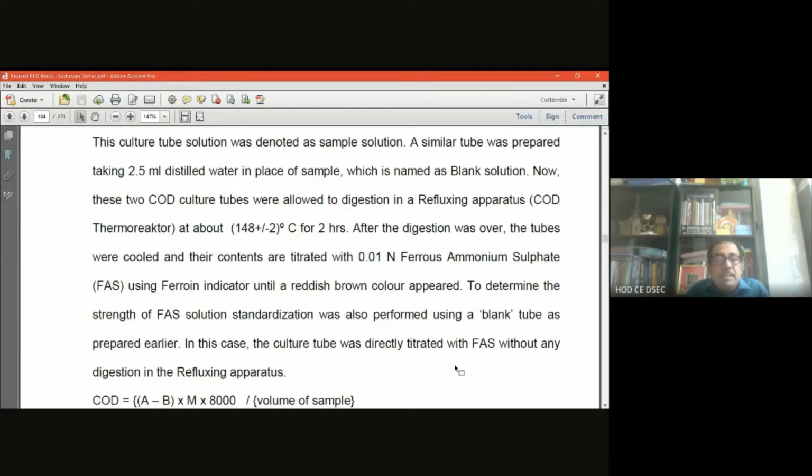So to determine the strength of the FAS solution, whether it is exactly 0.01 normal, you have to prepare a cold blank. That is, for the standardization, you prepare a blank tube as prepared earlier. But in this case, the blank tube was directly titrated with FAS without any digestion. That is called the cold blank.